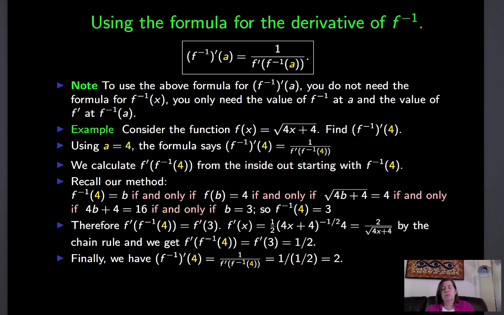Back to our original formula, we're looking for f inverse prime of 4. It's 1 over f prime of f inverse of 4. We've done all of the hard work. We have f prime of f inverse of 4 is 1/2. So what we're looking for is 1 over 1/2, which is also known as 2.